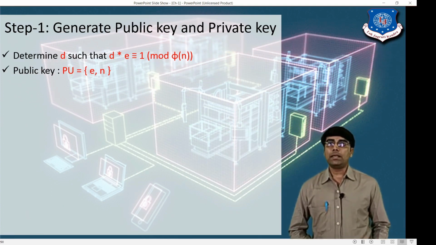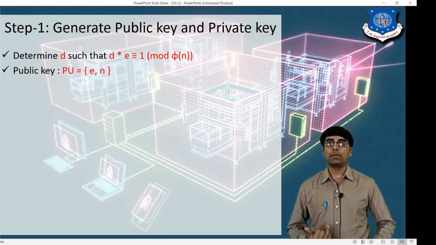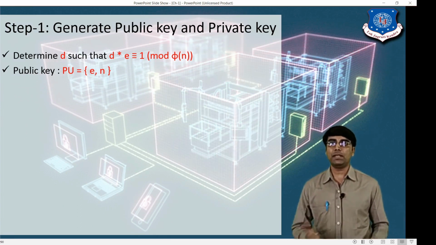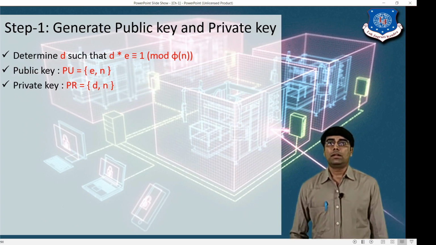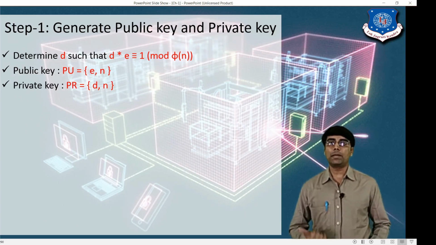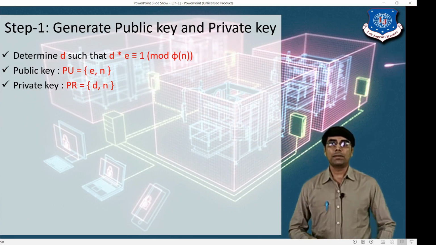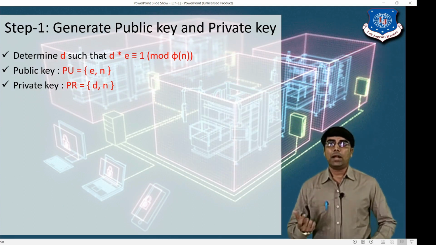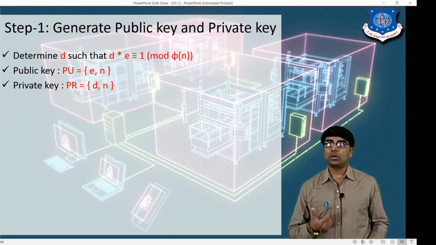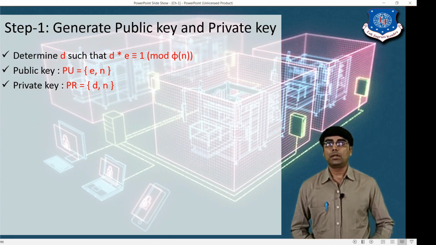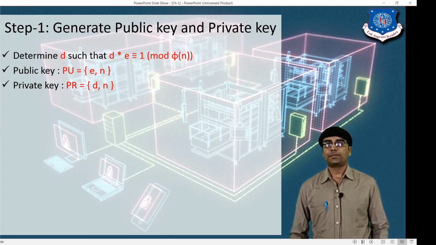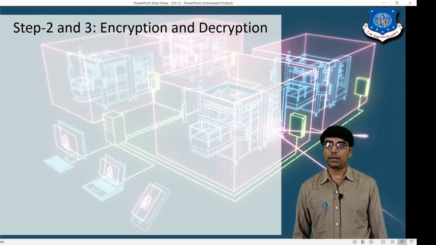Now the public key is represented as PU, and in the public key (e, n) we require two things: e is the encryption key and the second is n. Now the private key is represented as PR, and we require (d, n), because the receiver side decrypts the message, so that's why the private key is required, and it will be (d, n).